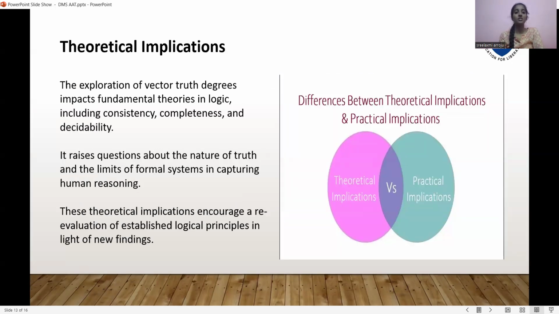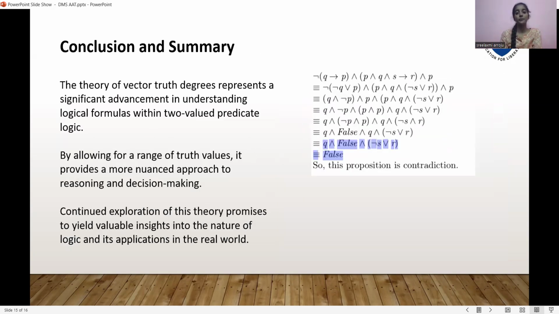Theoretical implications. Exploration of vector truth degrees impacts fundamental theories in logic, including consistency, completeness, and degree. These theoretical implications encourage a re-evaluation of established logical principles in light of new findings.